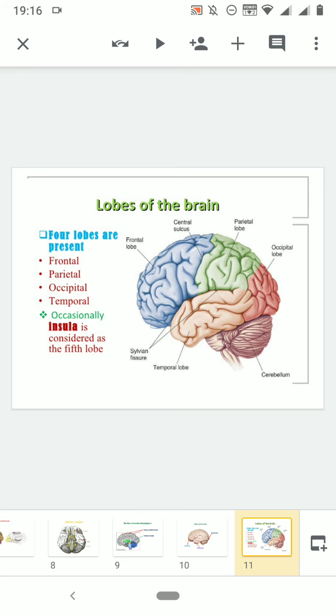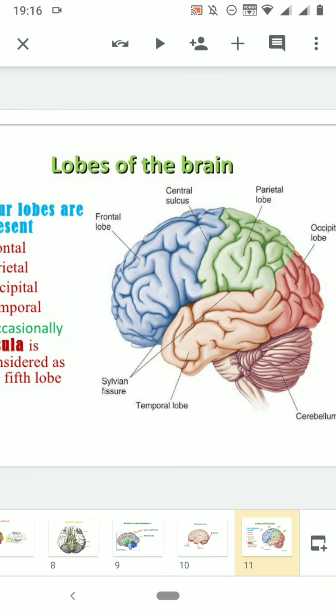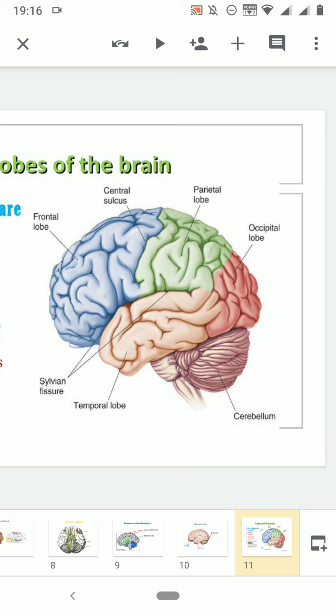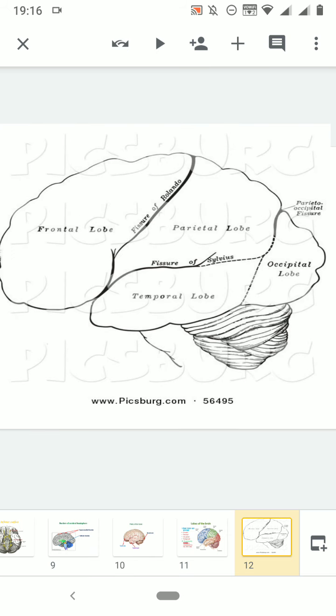So what are the 4 lobes? We have the frontal lobe, which is in blue. You can see over here, and the green is the parietal lobe, and the orange or the peach color is the temporal lobe, and the more orangish pink is the occipital lobe. So it is seen very clearly. So let us see how we divide the cerebrum into 4 lobes.